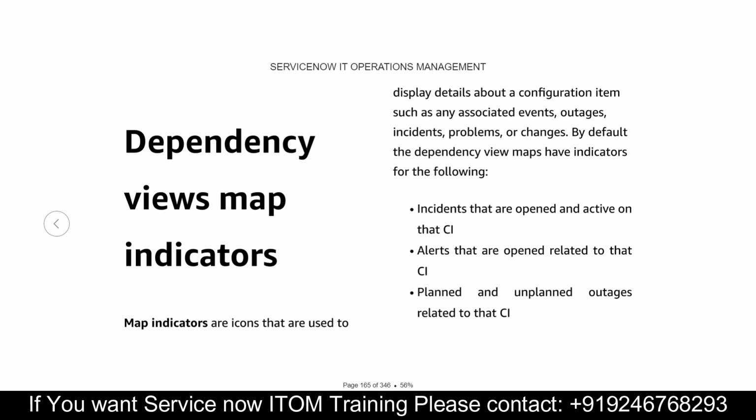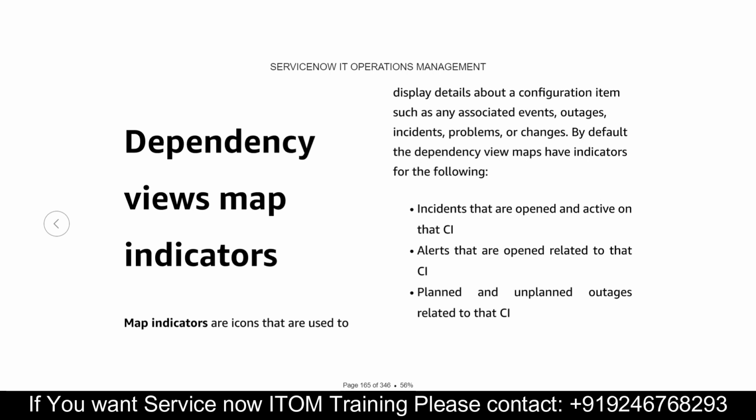You can see now, just coming to that area. What we can get here is details about the configuration items, such as any associated events, outages, incidents, problems or changes. By default, the dependency view maps have indicators for the following. What kind of indicators are there? Incidents that are open and active on that CI.